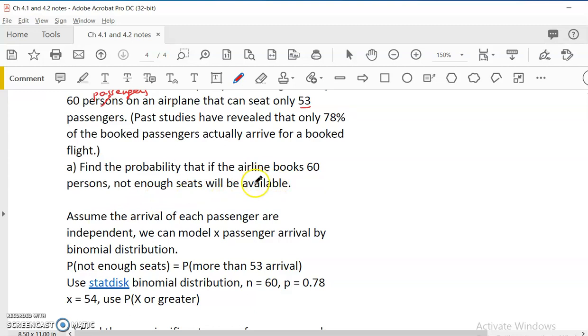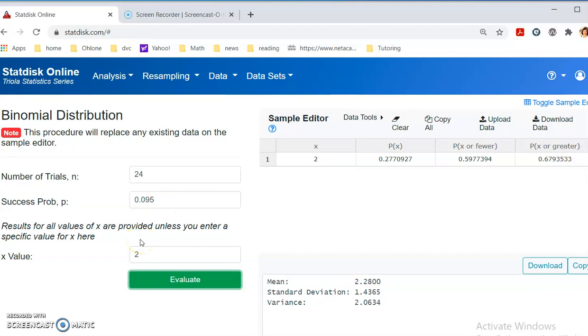What happens if there are not enough seats? Because you only have 53 seats, it must be 54 or more arriving, up to 60. There's a chance that all 60 would arrive. So what is the chance of 54 or more arriving? Not enough seats. If only 53 or fewer arrive, that is okay, right? But if it is 54 or more, we have a problem. We have to ask people to go. So these are the 54 or more cases.